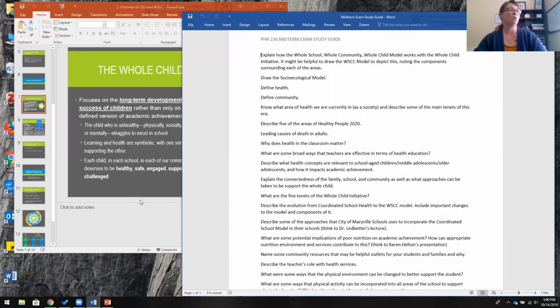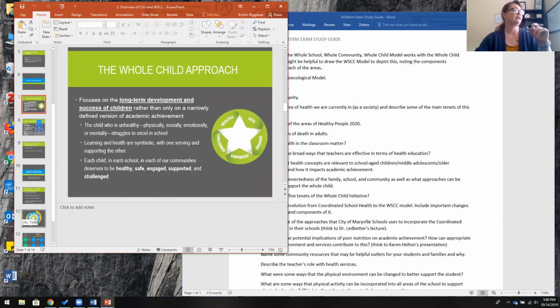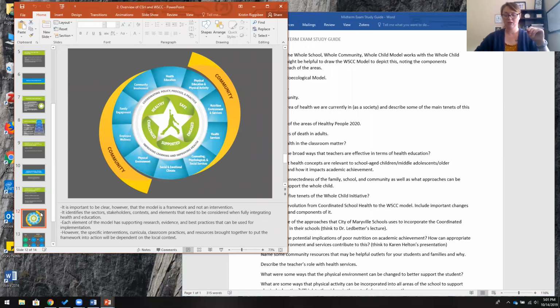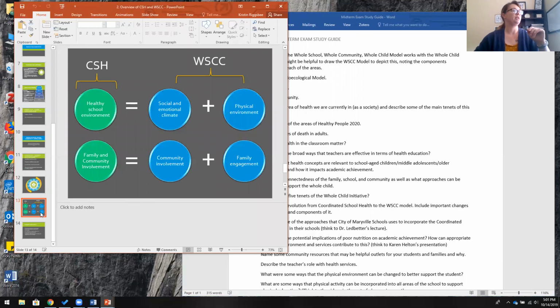Describing the evolution from the coordinated school health to the WSCC model. You're going to find that in your second chapter lecture slides. I'm going to go ahead and pull them up here. So you've got that where they separated the healthy school environment into an actual physical environment and then the social and emotional climate. And then the family and community involvement actually split into 2 as well, because realizing those were separate components.